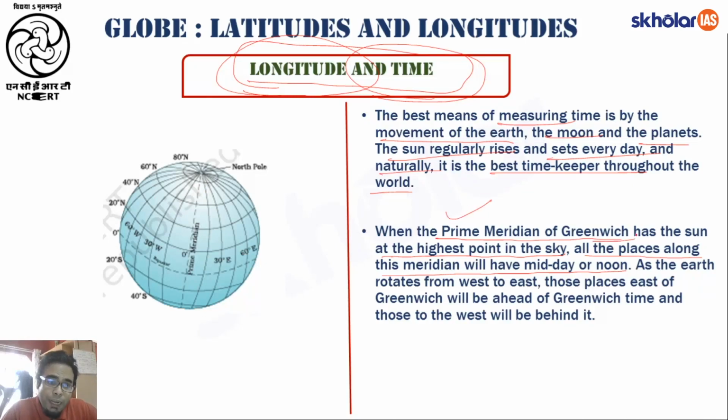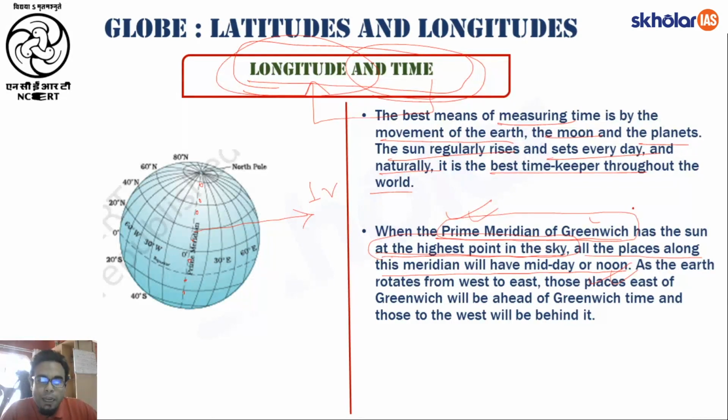When the prime meridian of Greenwich has the sun at its highest point, right? So if in this longitude the sun is perpendicular, all the places located along the prime meridian will have the same time. Understood? So time is a function of longitude. Very important. Time is not a function of latitude, but it's a function of longitude, right?